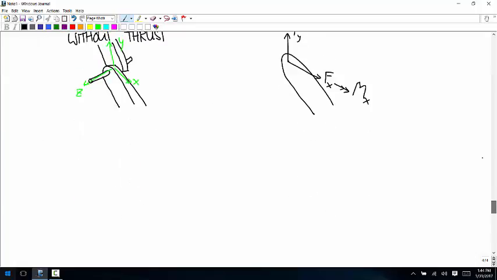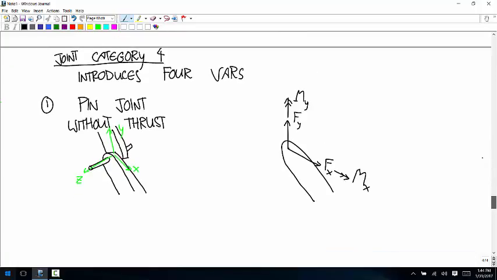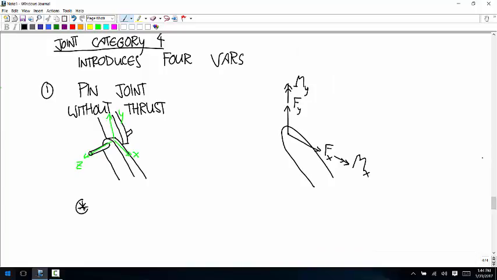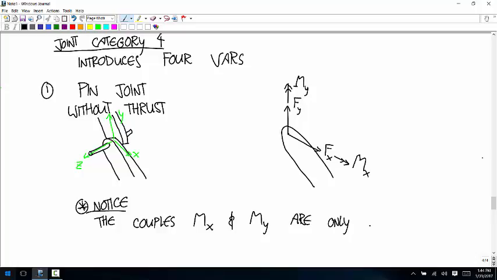And here's the thing that's unusual about this that we haven't seen yet. The couples, so notice, the couples mx and my are only included if they're needed for equilibrium.